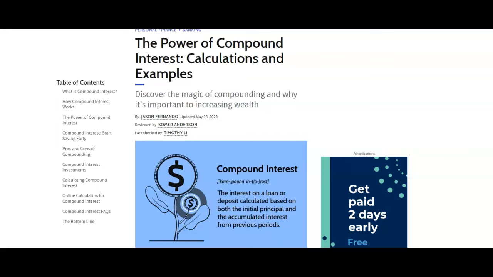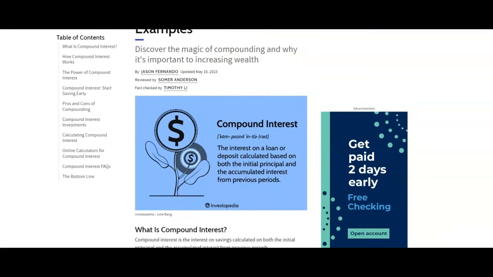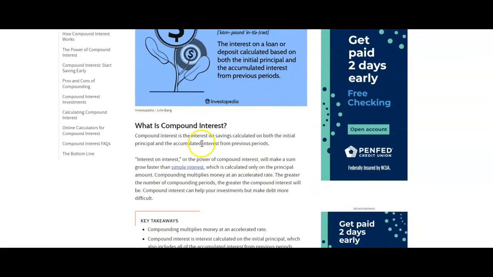So I'm at the Investopedia website looking up the definition of the power of compound interest, calculations and examples. Compound interest is the interest on savings calculated on both the initial principal and accumulated interest from previous periods. Interest on interest, or the power of compound interest, will make a sum grow faster than simple interest, which is calculated only on the principal amount. The greater the number of compounding periods, the greater the compound interest will be.